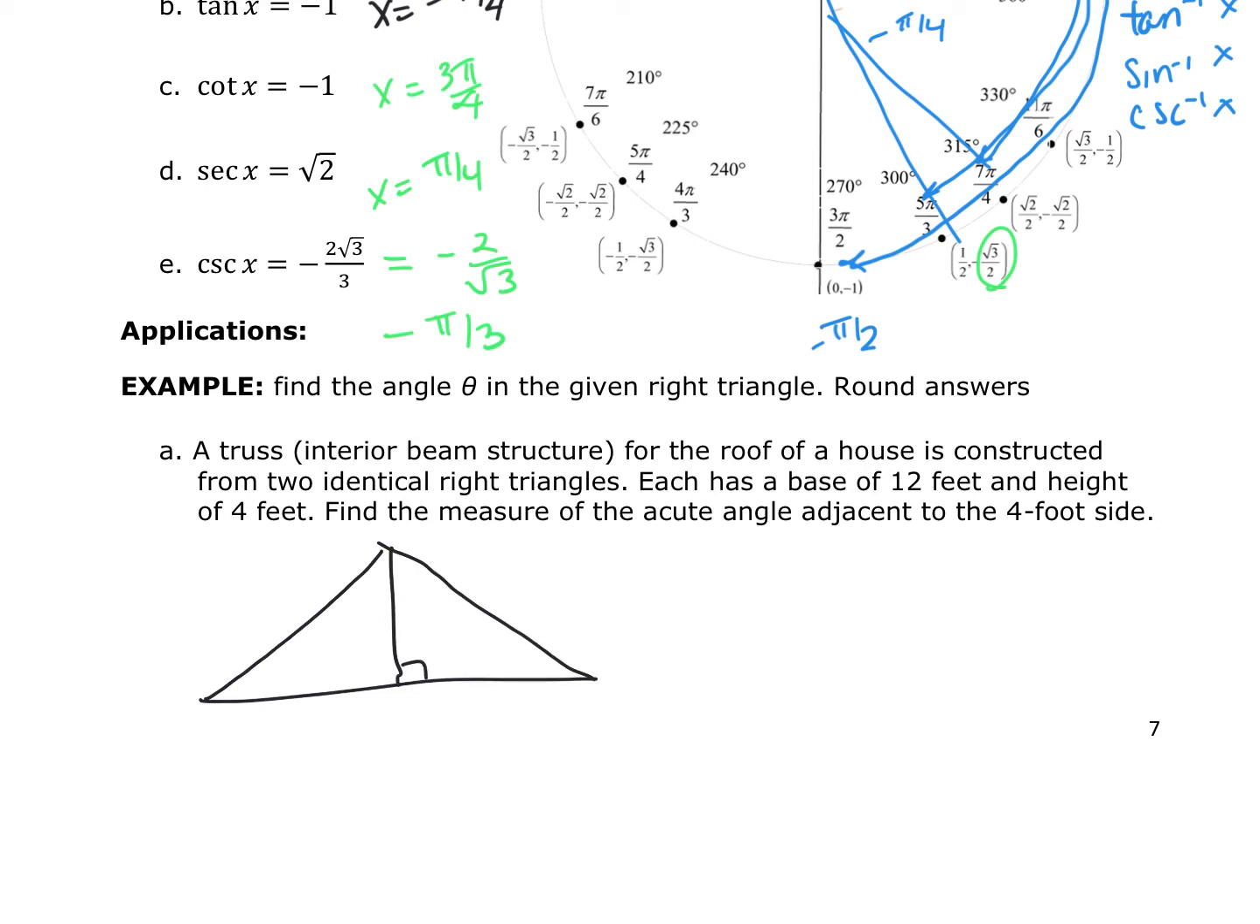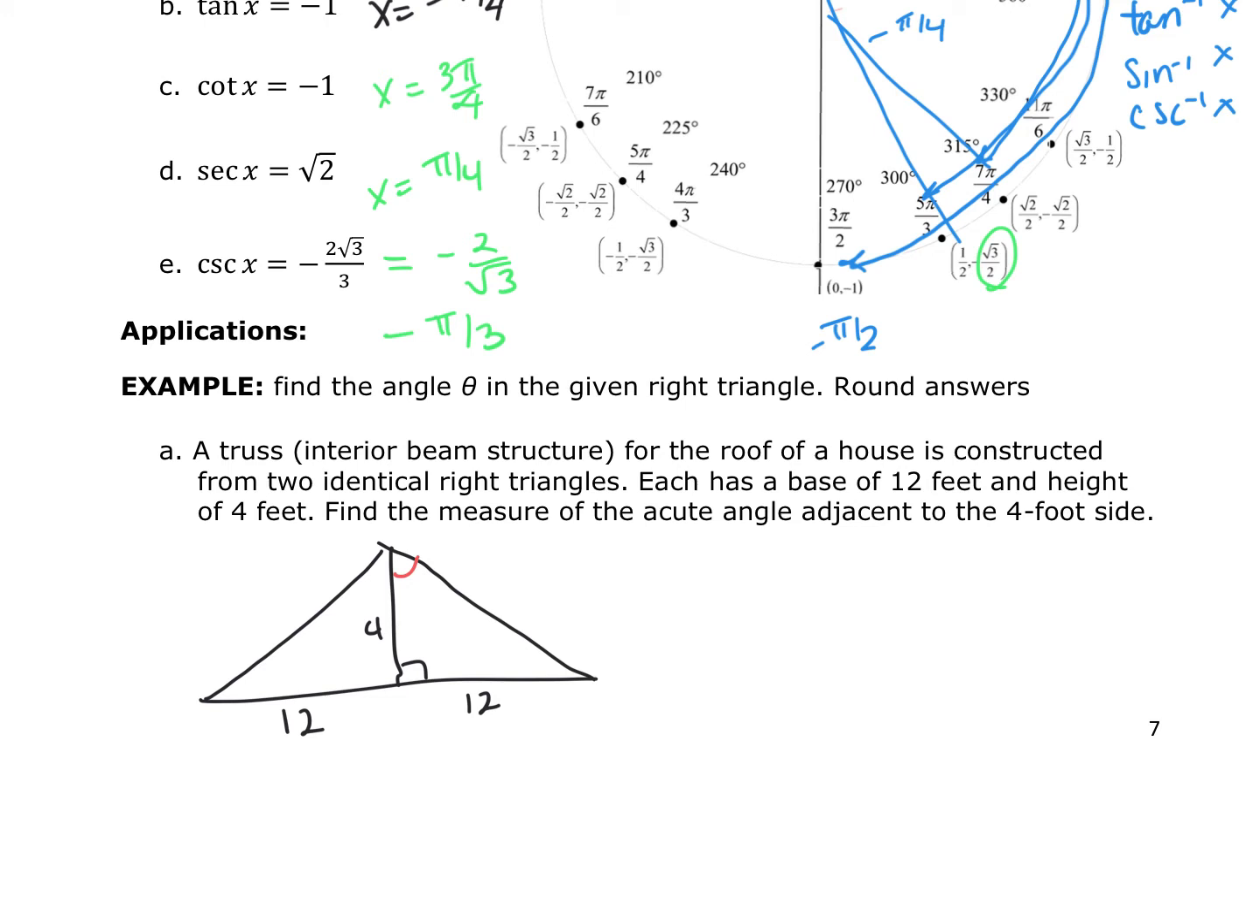So am I. Each has a base of 12 feet and a height of 4 feet. Well, this is 12 feet, and this is 4 feet, and this is 12 feet, and that one's 4 feet. Find the measure of the acute angle, that's the one less than 90 degrees, adjacent to the 4-foot side. So in other words, what they're asking me for is this. They're asking me for that angle.